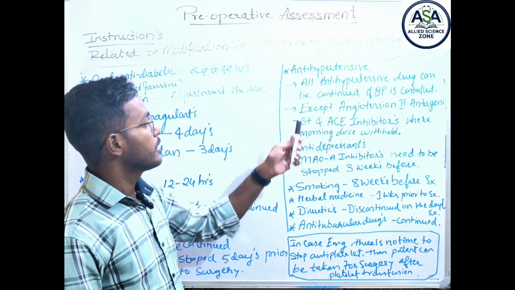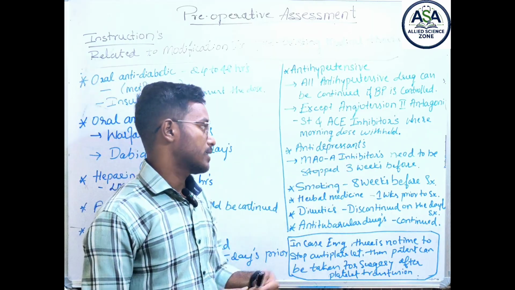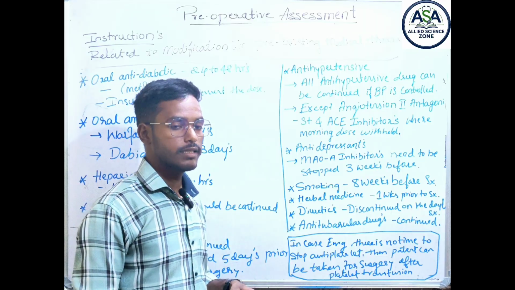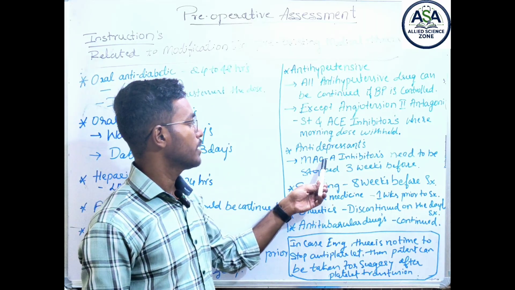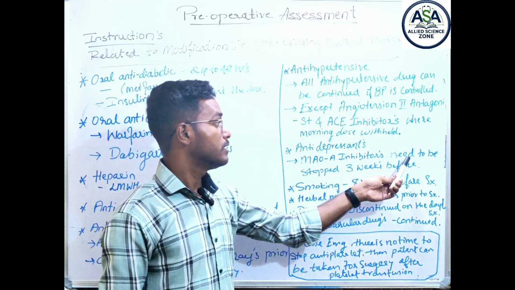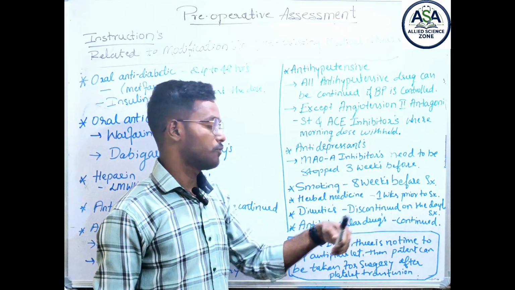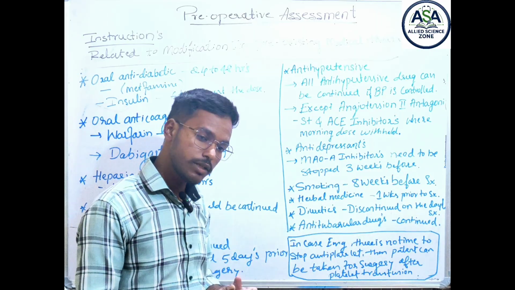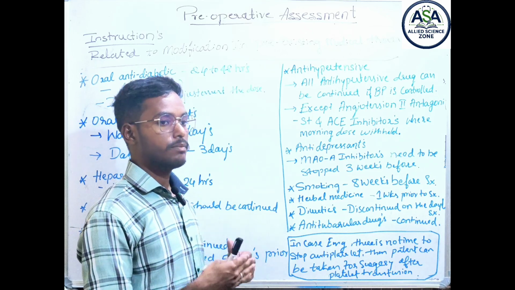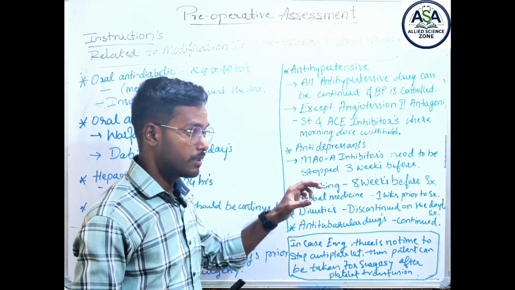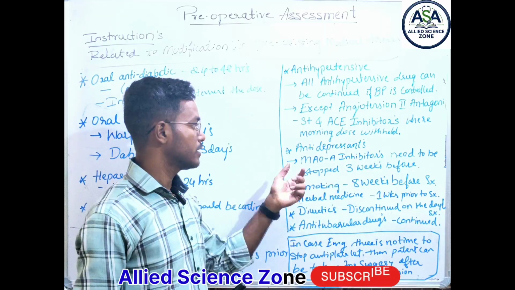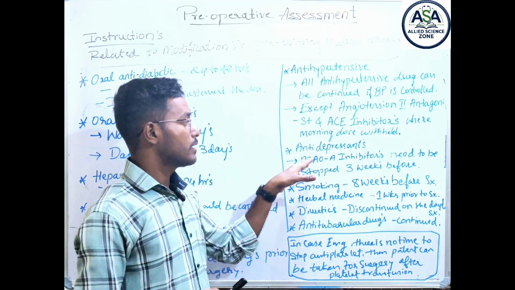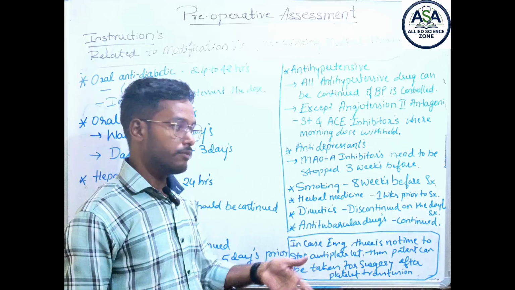Okay. Antihypertensives done, then antidepressants: all to be continued on the day of the surgery, and MAO inhibitors need to be stopped 3 weeks before. 3 weeks before only you have to stop the antidepressant drug, particularly MAO inhibitors. These are a group of drugs that should be stopped 3 weeks before.